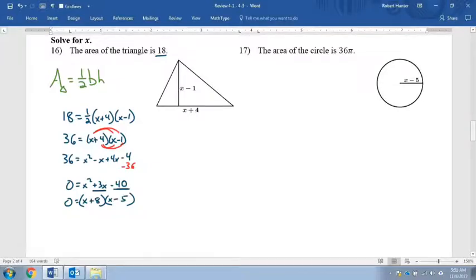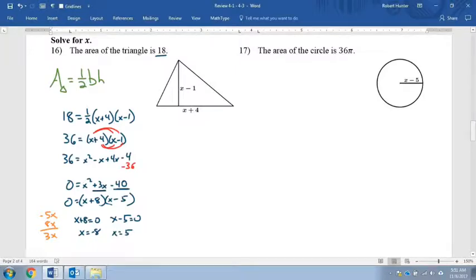So let's try it out. X times -5 is -5x. 8 times x is 8x. Those add up to 3x. Yay! I got back to my middle term. So those are the two correct terms. So set them equal to 0. X plus 8 equals 0, so x equals -8. X minus 5 equals 0, so x equals positive 5.